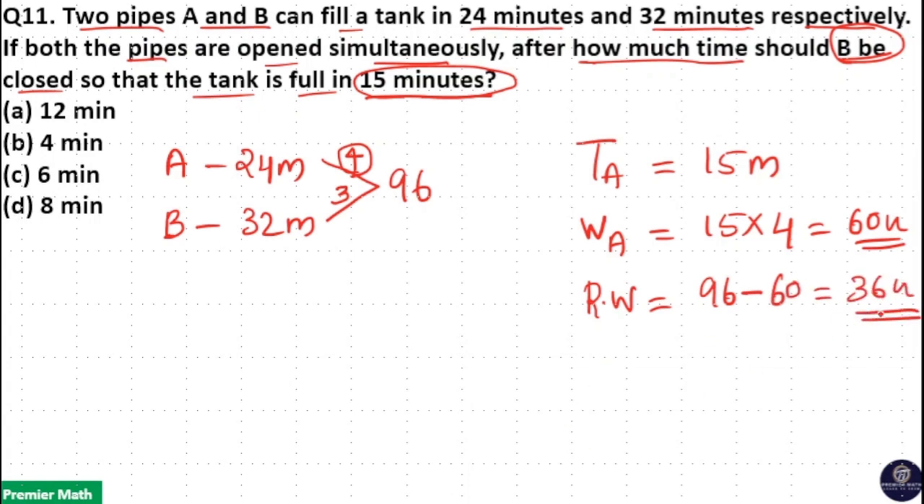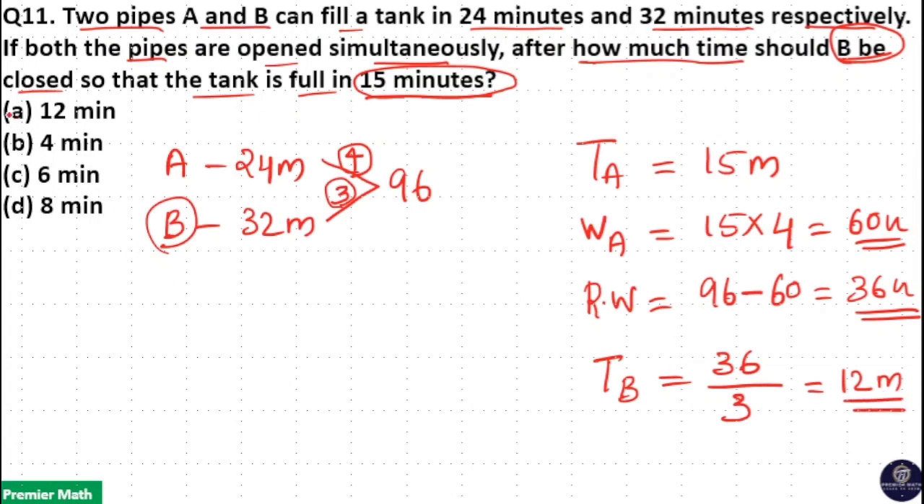That means this 36 unit should be completed by B. So the time taken by B to complete this 36 unit of remaining work is 36 divided by efficiency of B, which is 3. So that is equal to 12 minutes. So option A is your answer.